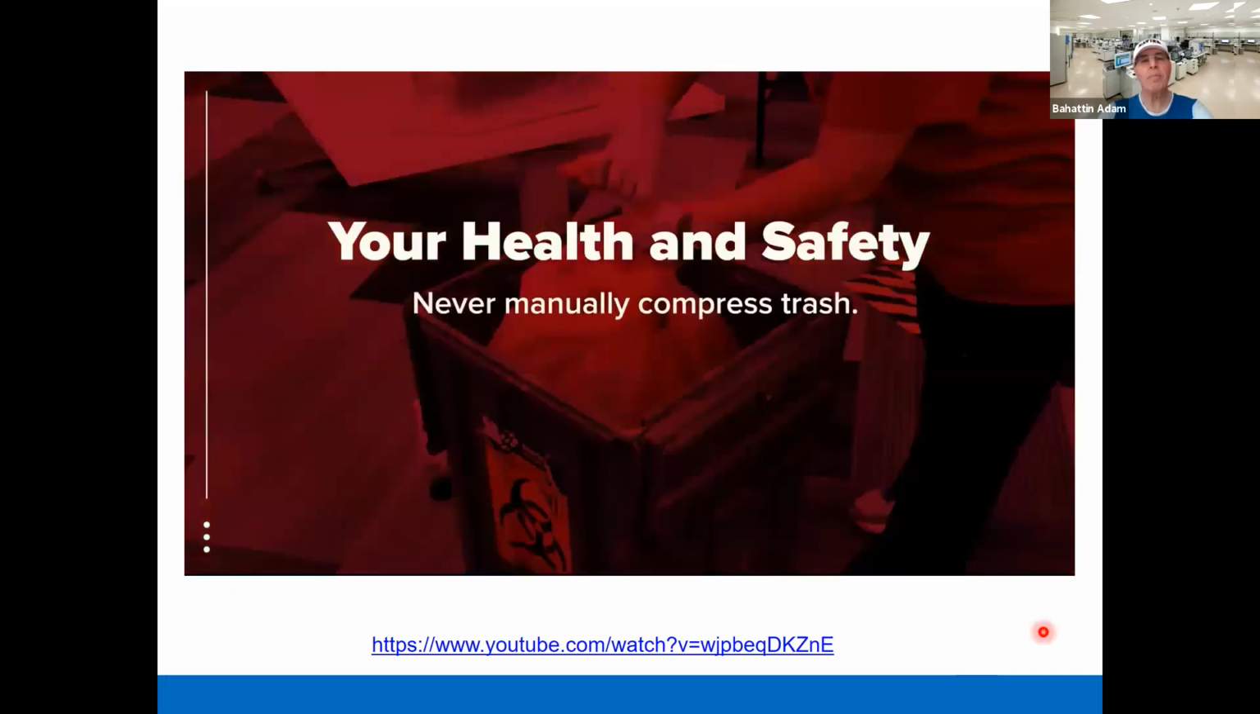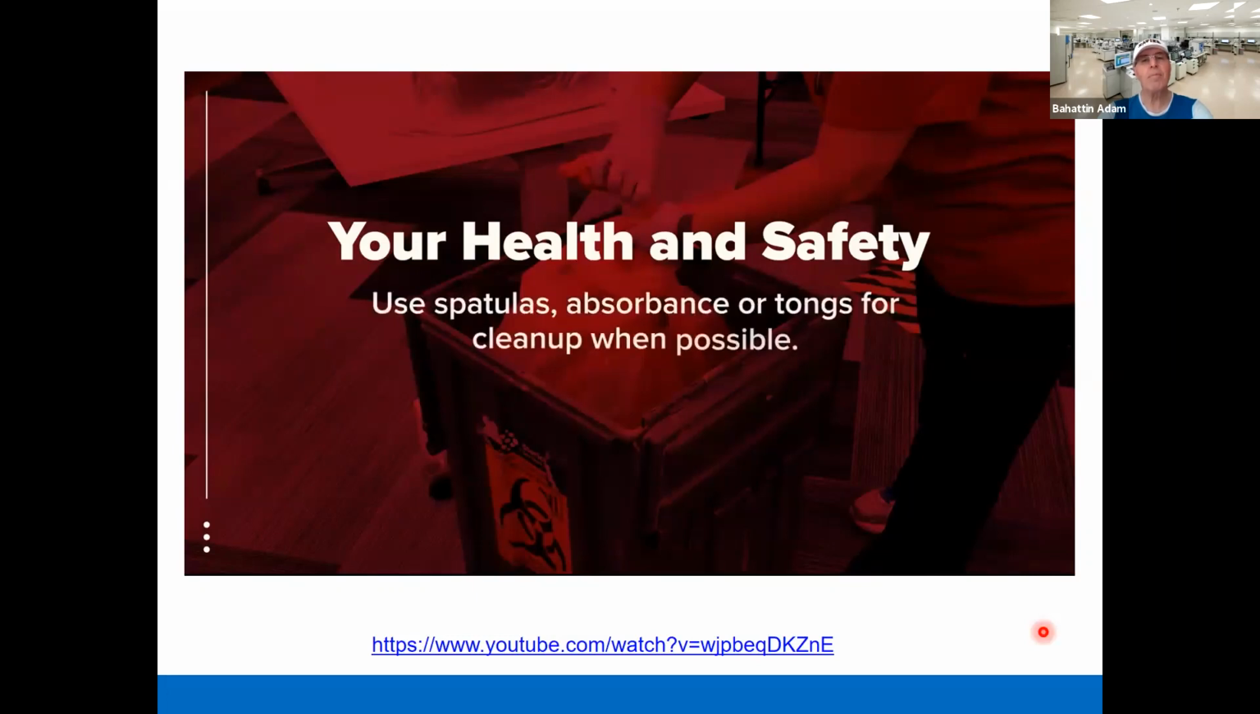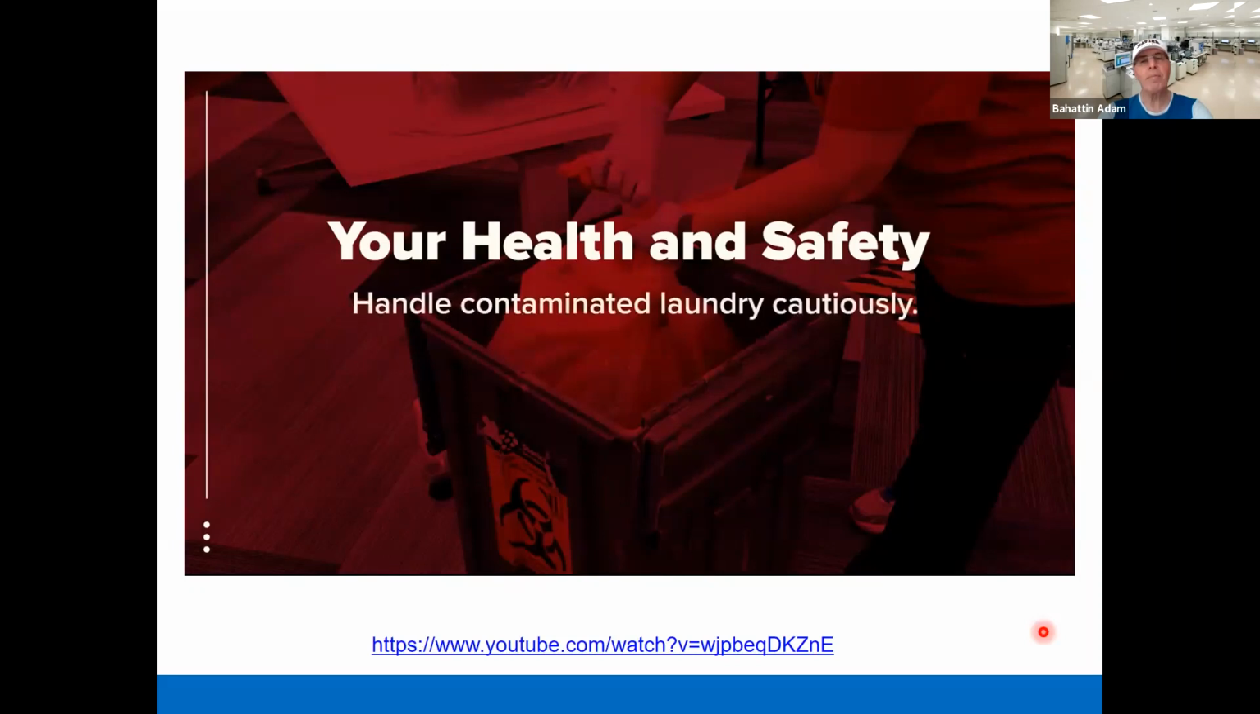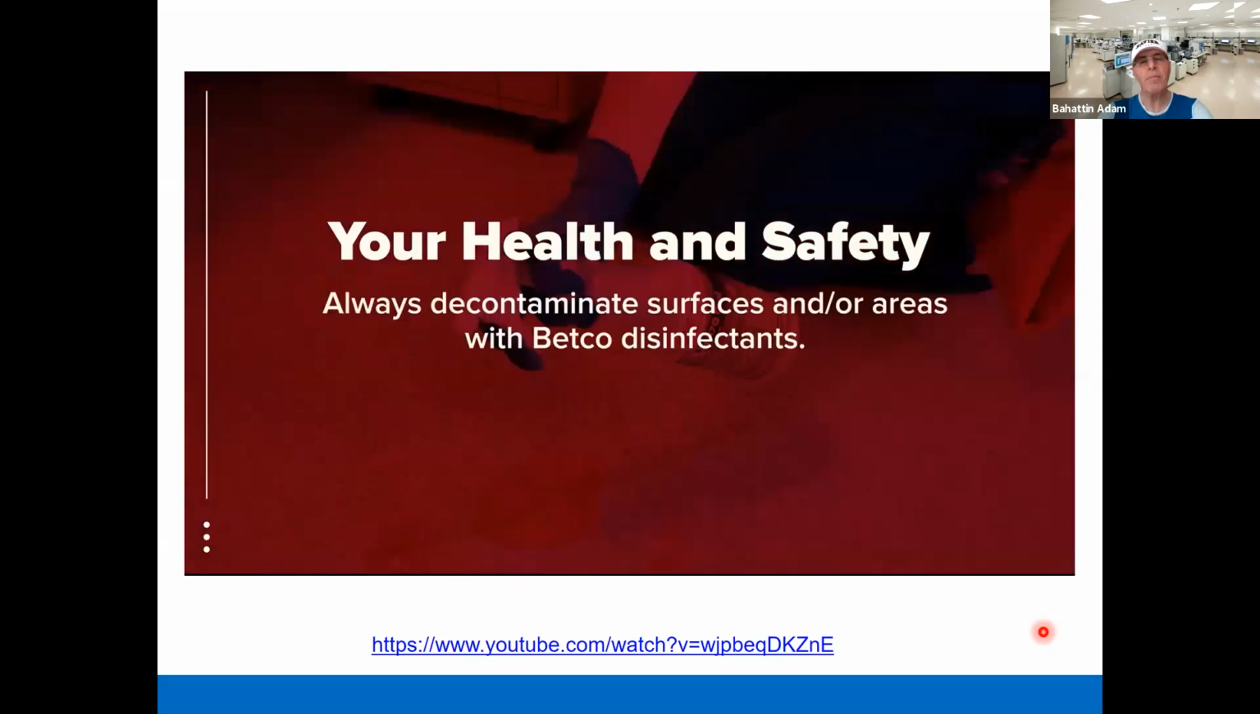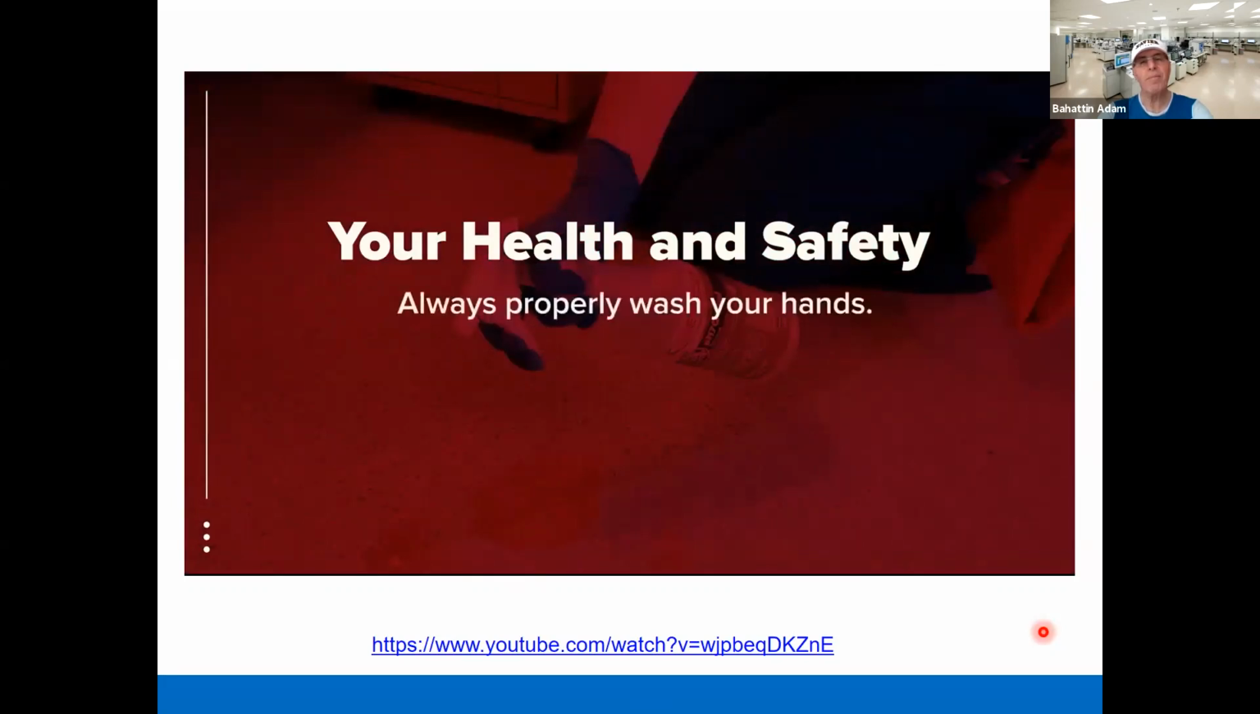Never manually compress trash. Avoid splashing or spattering when cleaning up. Never reuse towels or sponges. Use spatulas, absorbents, or tongs for cleanup, when possible. Handle contaminated laundry cautiously. Use properly labeled or color-coded containers and bags when disposing of or transporting materials contaminated with bloodborne pathogens. This includes gloves, laundry, and equipment. Always decontaminate surfaces and/or areas with Betco disinfectants.